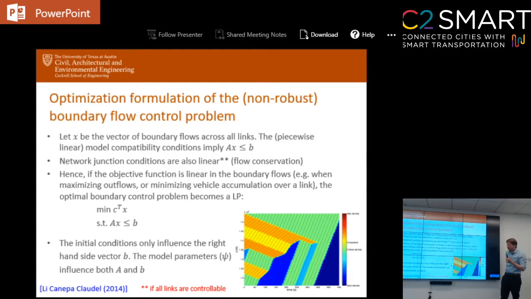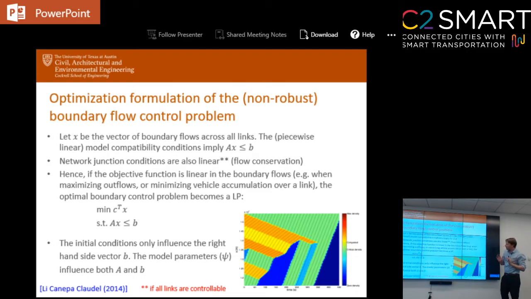You can have other objectives that are linear, for example, minimizing the accumulation or making sure that the accumulations don't exceed some threshold. All these types of objectives or constraints are also linear. And ultimately what you get is an LP that corresponds to all the links that you want to control. The junction conditions are also constrained because you have conservation of flows, and this again leads to linear constraints. So you get ultimately an LP when you want to control the network.